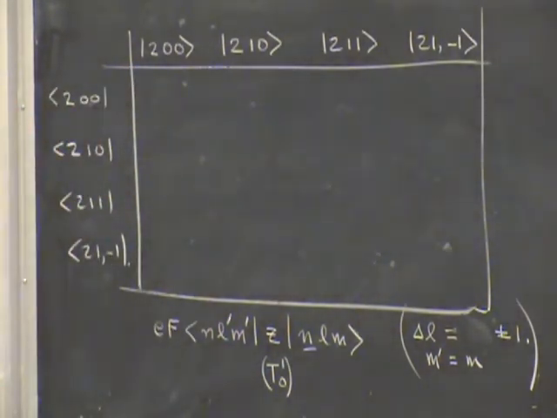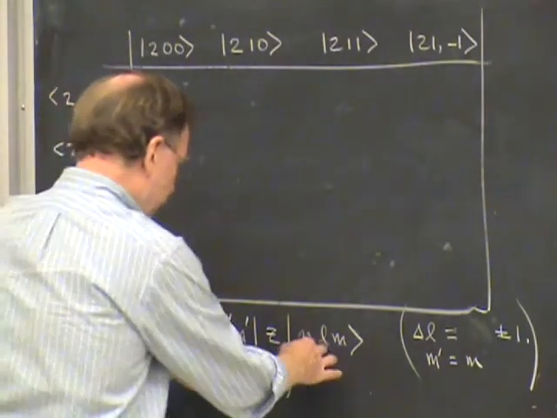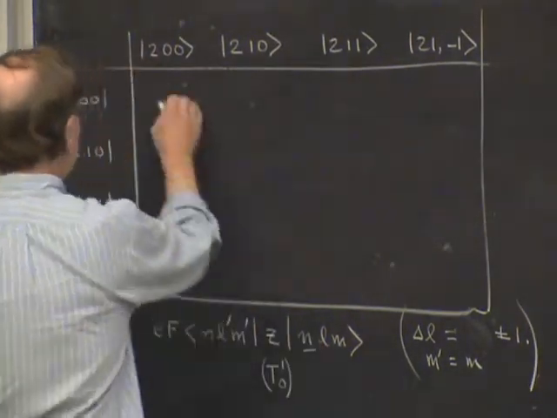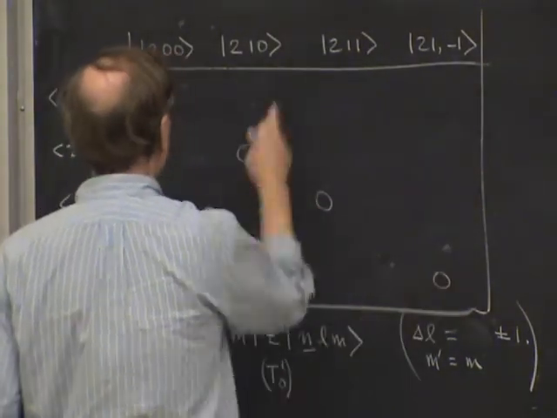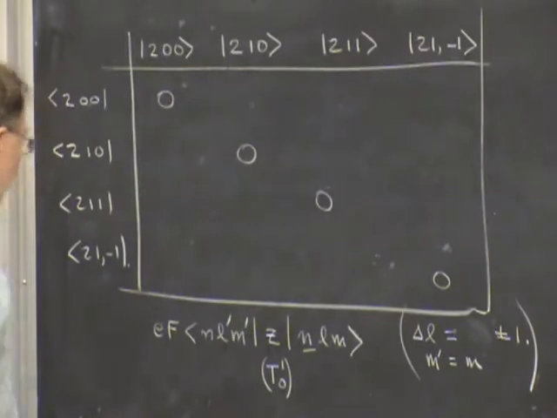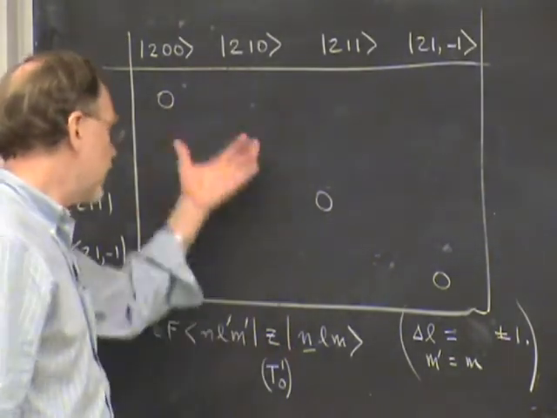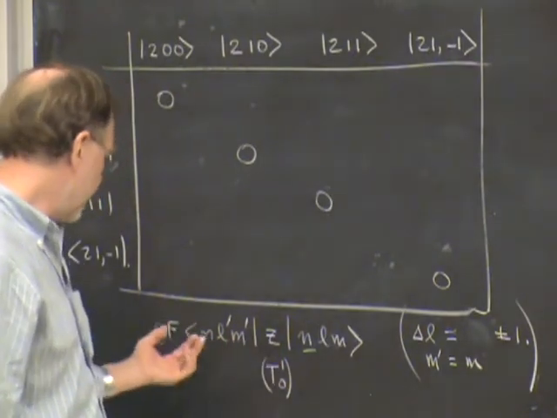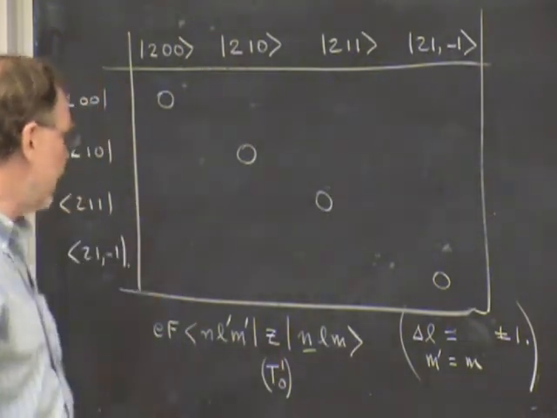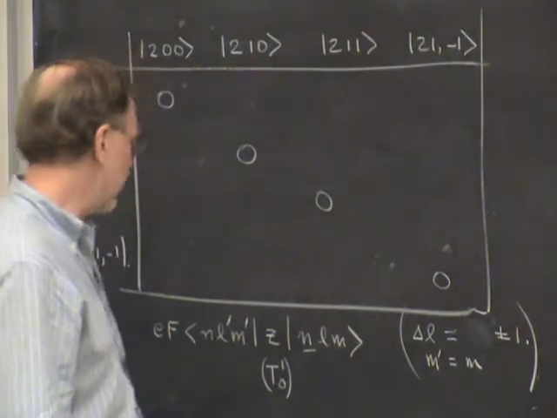All right, so in any case, it means the l and the l prime have to be different. And so we're certainly going to have zeros down the diagonal of this matrix because the l and l prime are equal in the diagonals. Also, the matrix is Hermitian. This is a matrix of a Hermitian operator. And in fact, it's actually real, so it's a symmetric matrix. So I only need to do one half of it and fill it in.